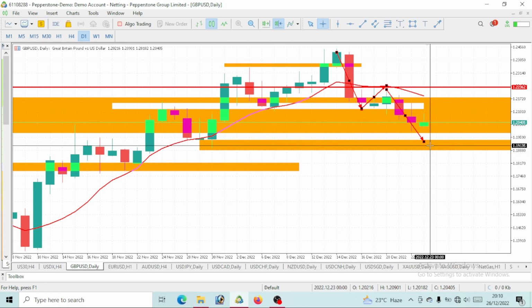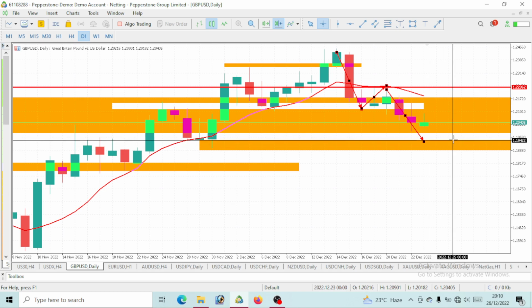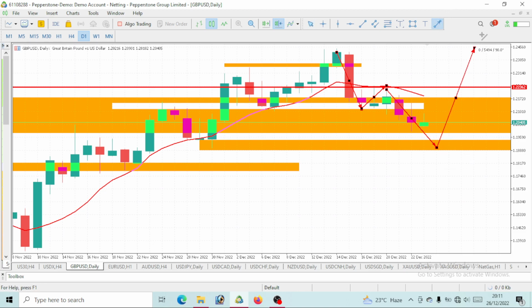a level of 1.19. Currently, GBP is trading at 1.20. So we do still want to see it drop to a level of 1.19. Maybe then price will now start giving us that uptrend move.